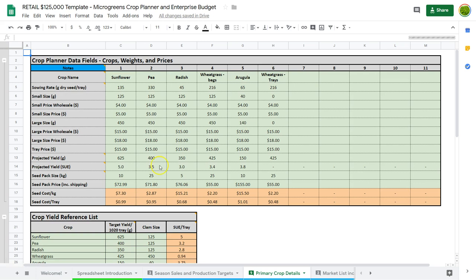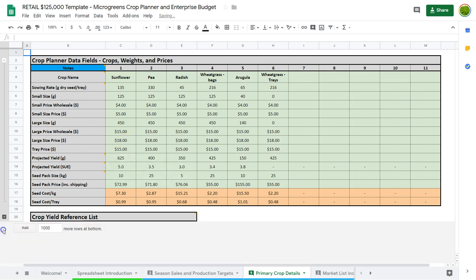In this section, I'm just going to close the bottom section. This top section is where you're going to enter your crop information. This information is going to feed cells in the rest of the spreadsheet, so you must fill this out. Here we put in our crops and our sowing rate, in grams of dry seed per tray. And then we put in our package sizing.